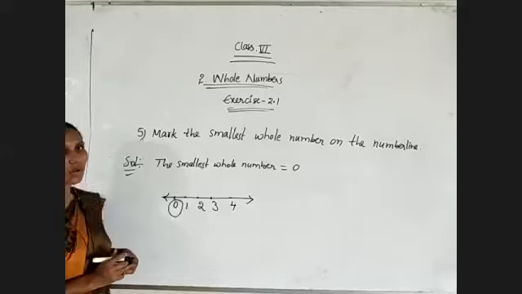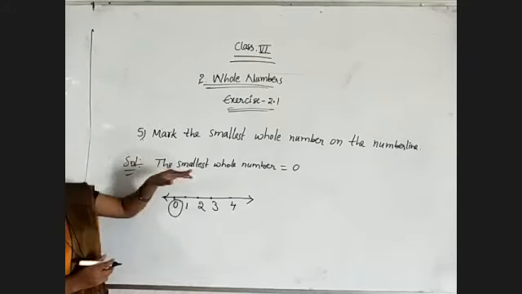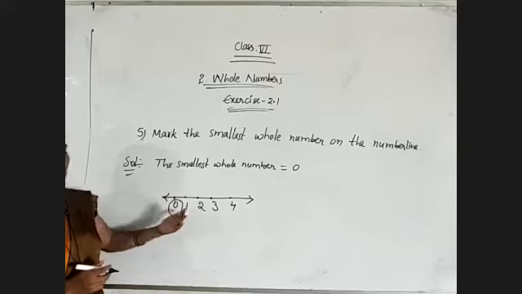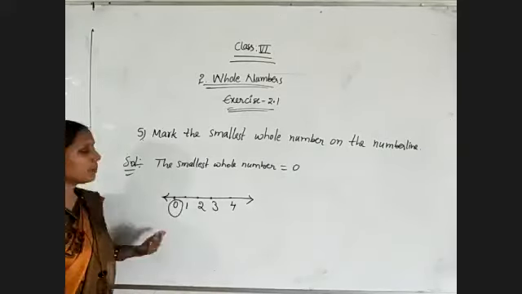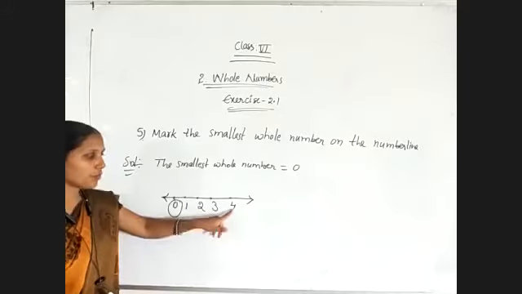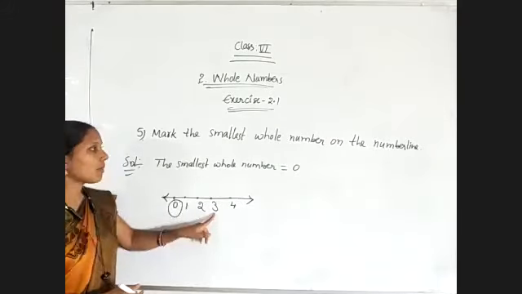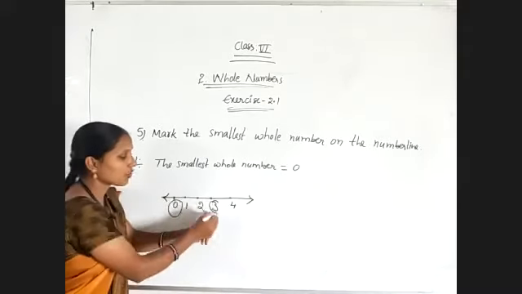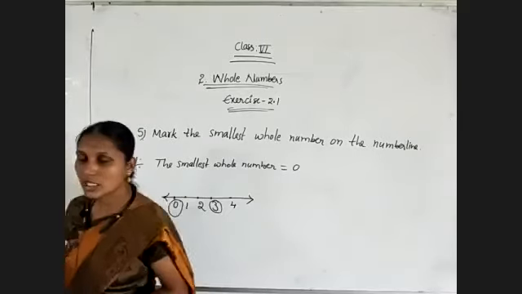Very, very simple questions. If I am asking, mark the predecessor of 4. What is the predecessor of 4? Predecessor means the number before, and successor means the next number. Predecessor of 4. Before 4, which number we will get? 3. So the predecessor of 4 is equal to 3. That's all. So like that question also we have.